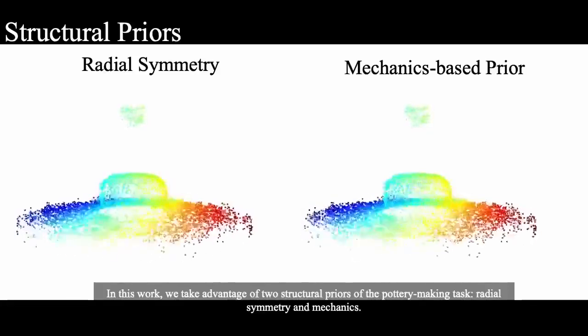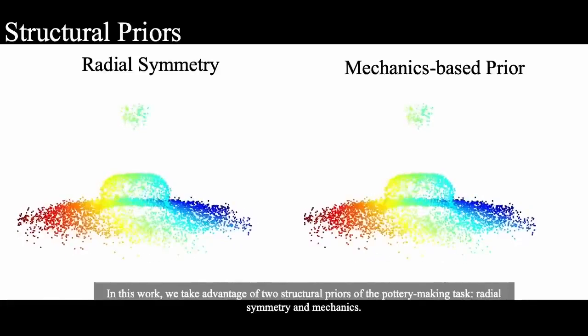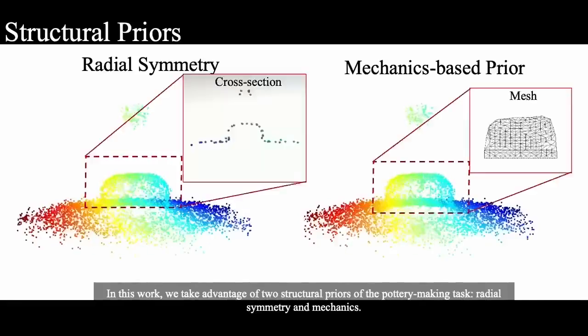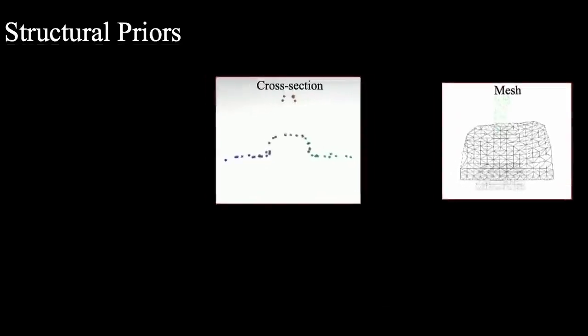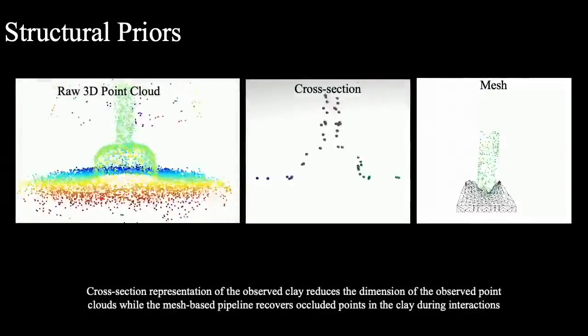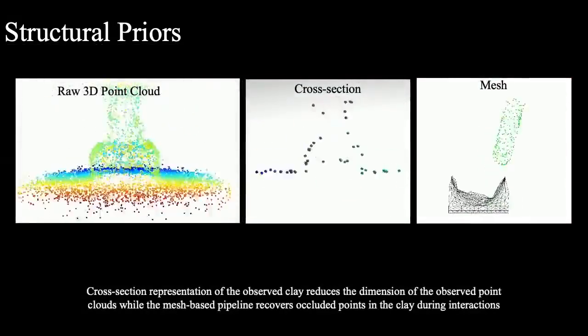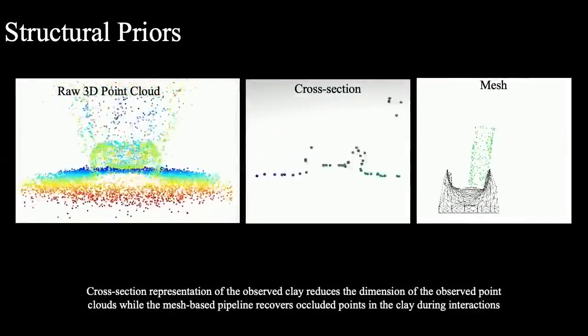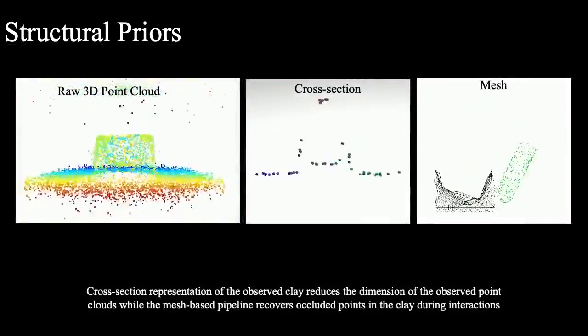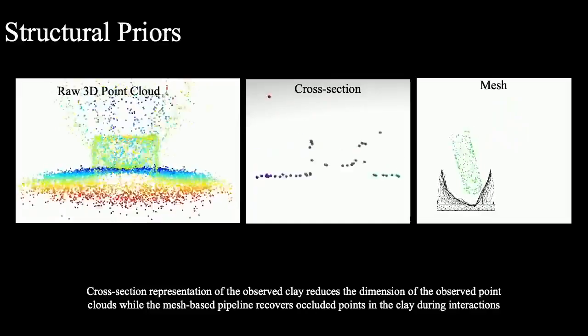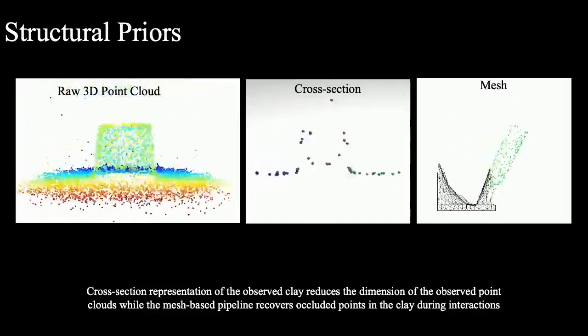In this work, we take advantage of two structural priors of the pottery making task: radial symmetry and mechanics. Cross-section representation of the observed clay reduces the dimension of the observed point clouds, while the mesh-based pipeline recovers occluded points in the clay during interactions.